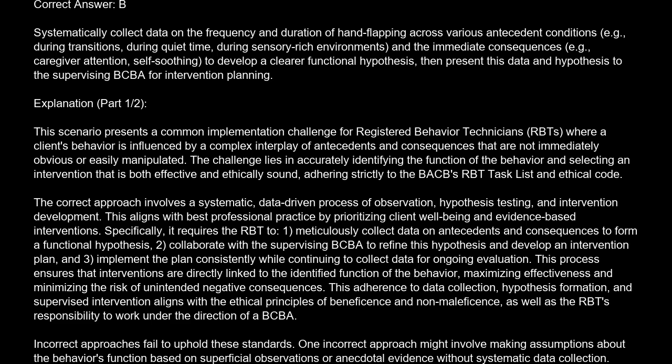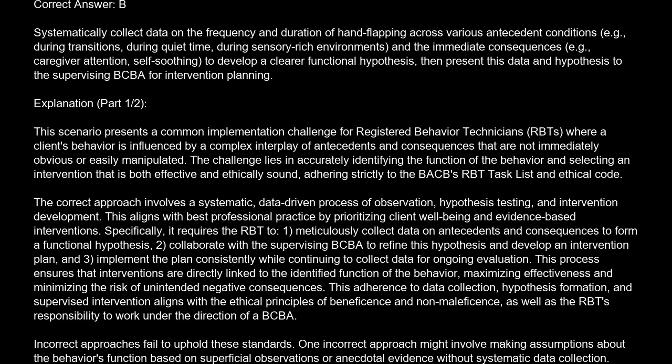Explanation. This scenario presents a common implementation challenge for registered behavior technicians, RBT, where a client's behavior is influenced by a complex interplay of antecedents and consequences that are not immediately obvious or easily manipulated. The challenge lies in accurately identifying the function of the behavior and selecting an intervention that is both effective and ethically sound. Adhering strictly to the BACB RBT task list and ethical code, the correct approach involves a systematic, data-driven process of observation, hypothesis testing, and intervention development. This aligns with best professional practice by prioritizing client well-being and evidence-based interventions.